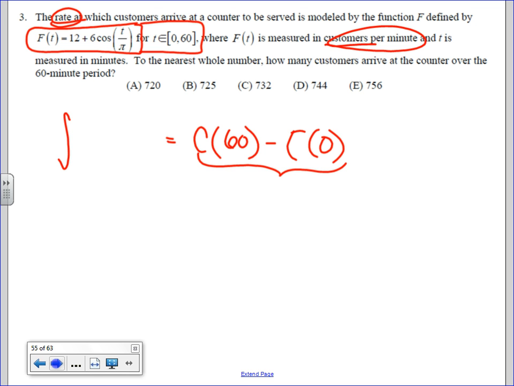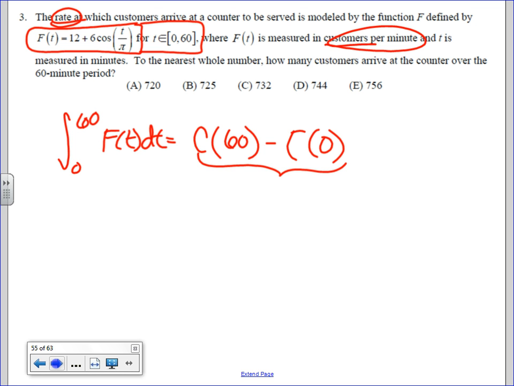So, what do I do? Now, some of you might be like, wait a minute. What am I finding again? And then to the nearest whole number, how many customers arrive at the counter over the 60-minute period? Wait, does an integral just find how many are in line at 60 and how many are in line at 0 and subtract? No, it's kind of like it's accumulating all the customers during that time. Accumulating integral, accumulating area. Anyway, we don't have to go too deep into that concept right this second.